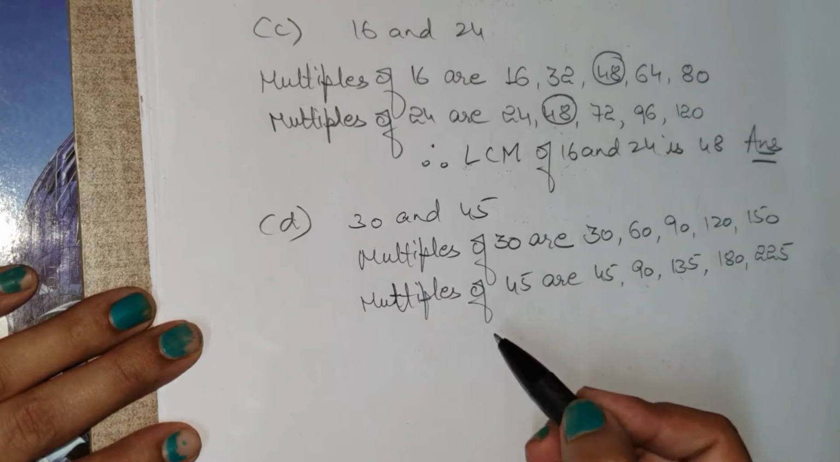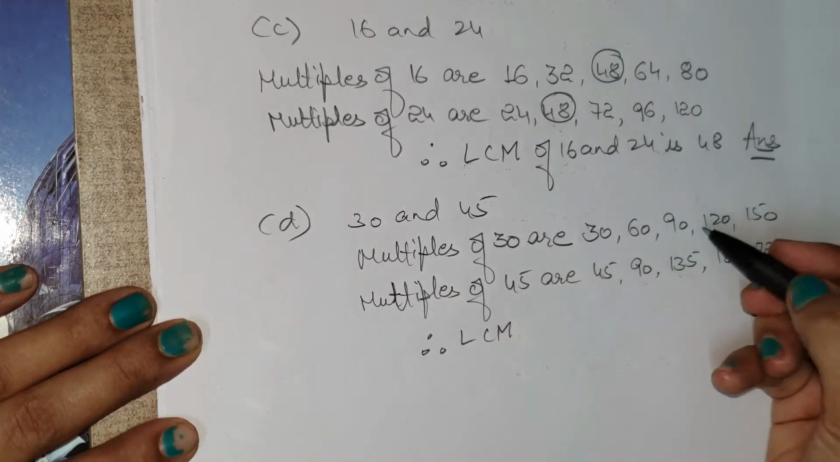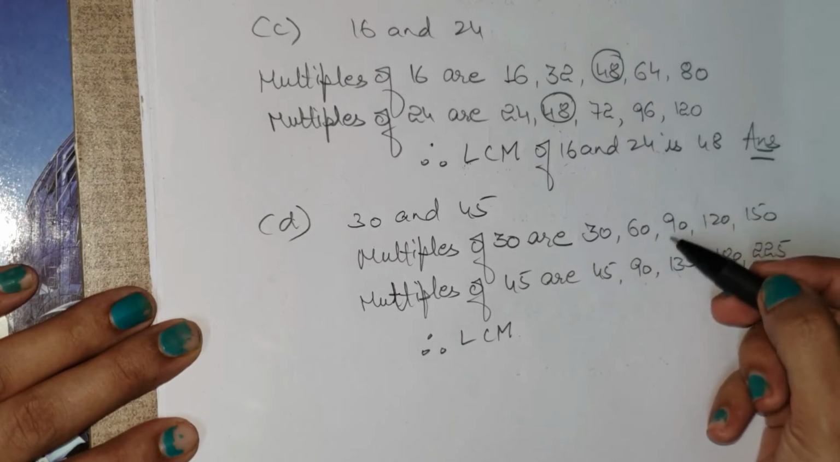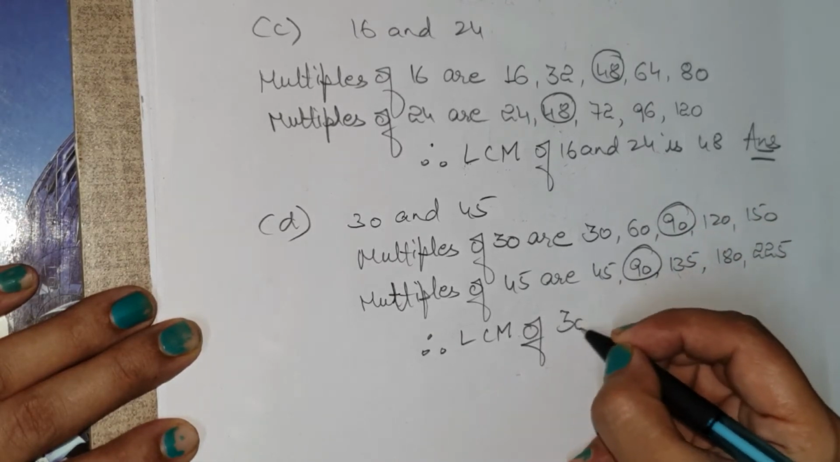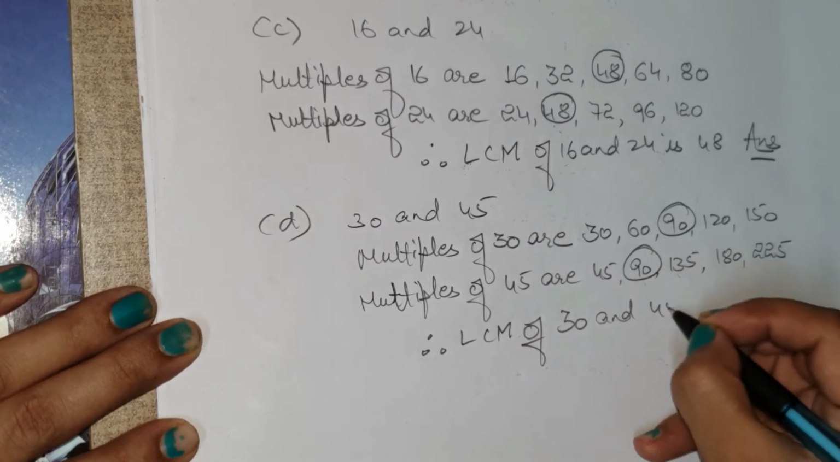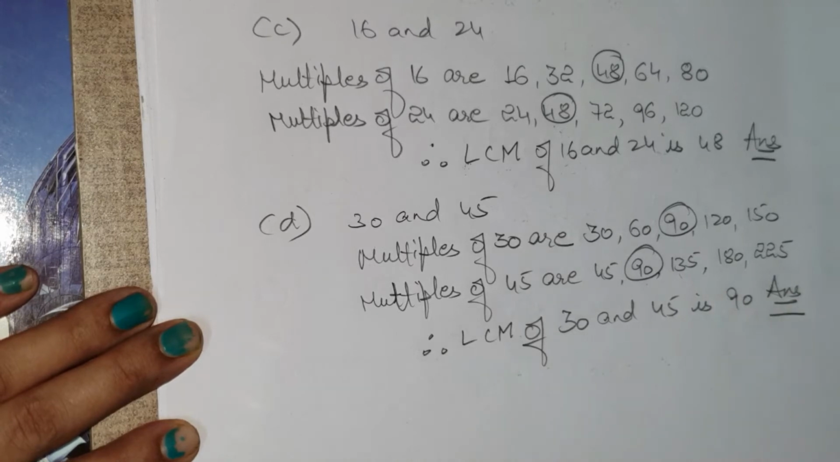Now after writing the multiples, we will see the common multiple which is coming in both. So the common multiple which is coming in both is number 90. So LCM of 30 and 45 is 90. This is your answer. Okay.